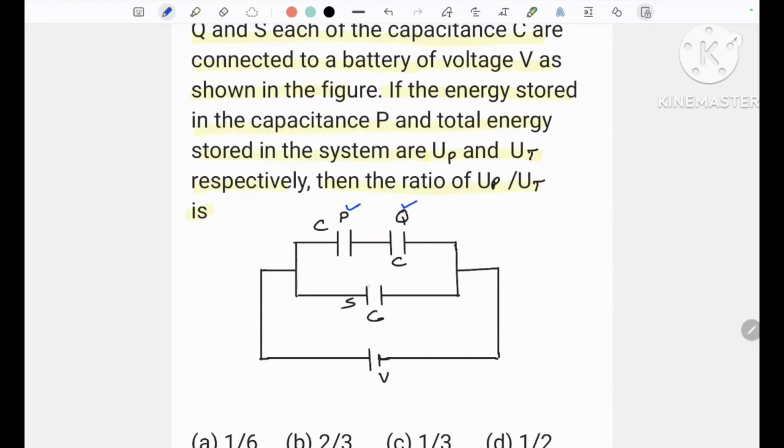P and Q are in parallel, hence the resultant. The capacitance of resultant of P and Q is C dash. So C dash will be inverse of this, 1 upon C plus 1 upon C का इनवर्स, C by 2.